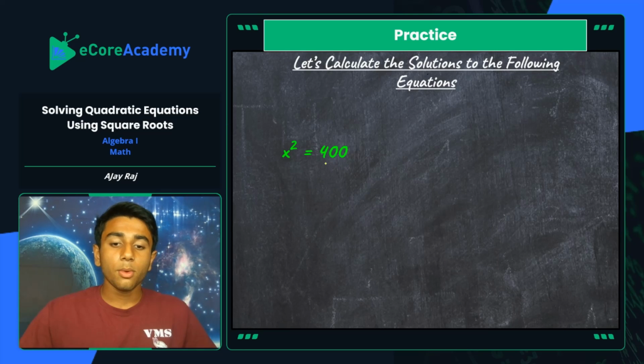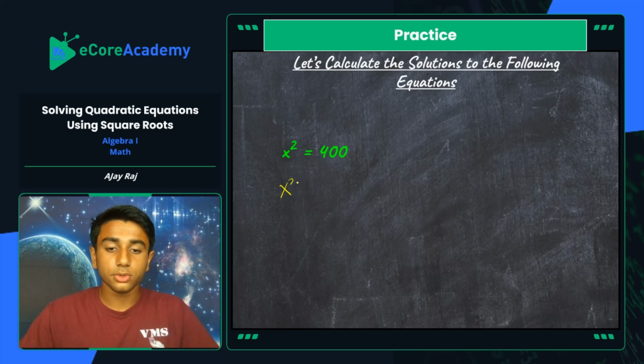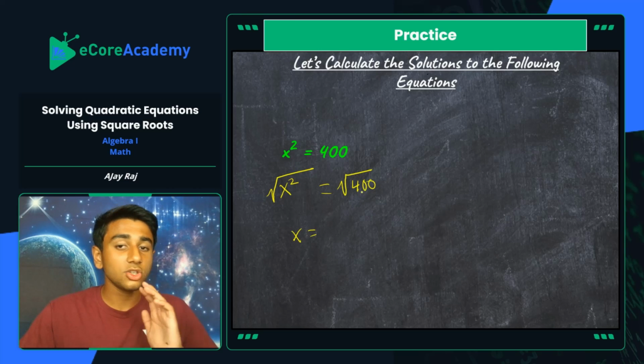So where do we start? Well, right off the bat, you should know your basic squares, your common squares. So if you think about 400, its square root is essentially 20. So what we're going to be doing is merely square rooting both sides to isolate x. So the square root of x squared equals the square root of 400. And we're left with the square root of 400. It isn't just positive 20. It's actually positive and negative 20.